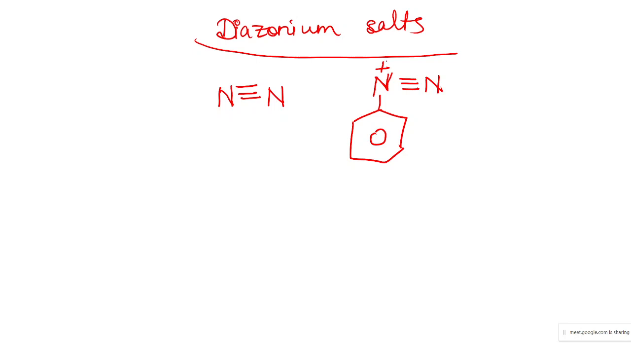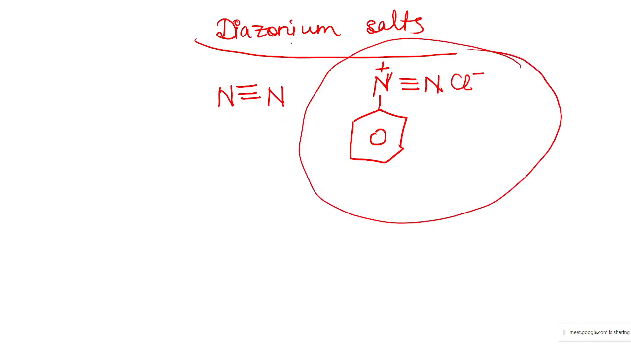Now we know that those compounds which have a charge on them are unstable. This instability brings a stabilizing ion near them. This is normally a chlorine. So this type of compound is known as a diazonium salt, and the bond formed between this nitrogen and nitrogen is known as the azo bond.